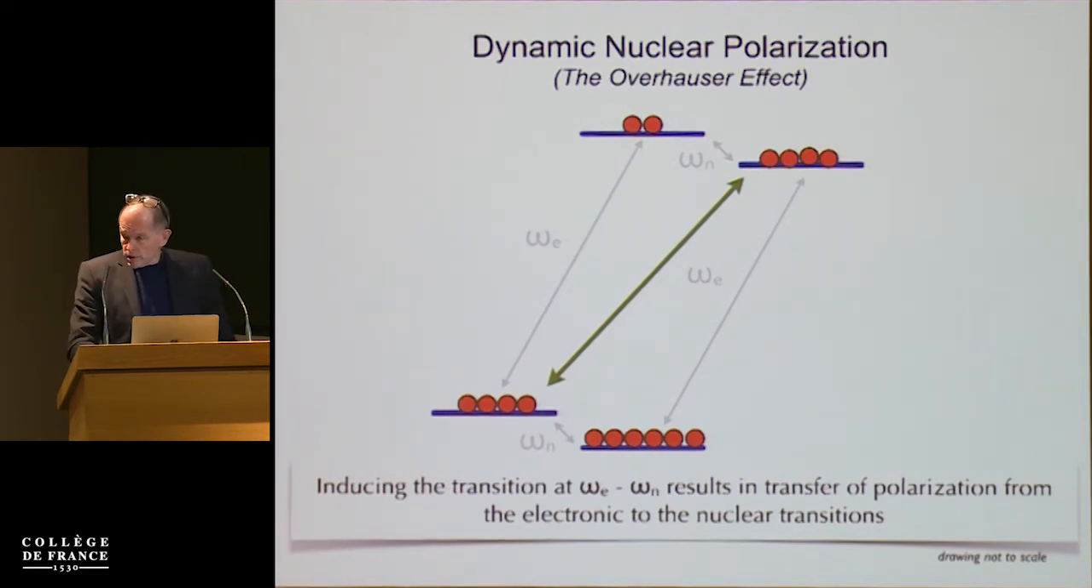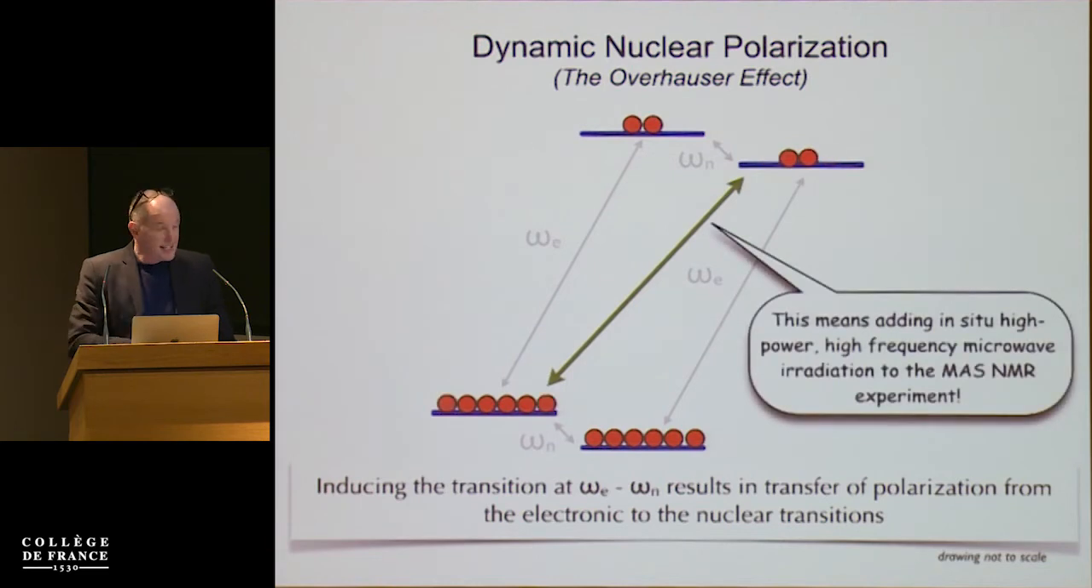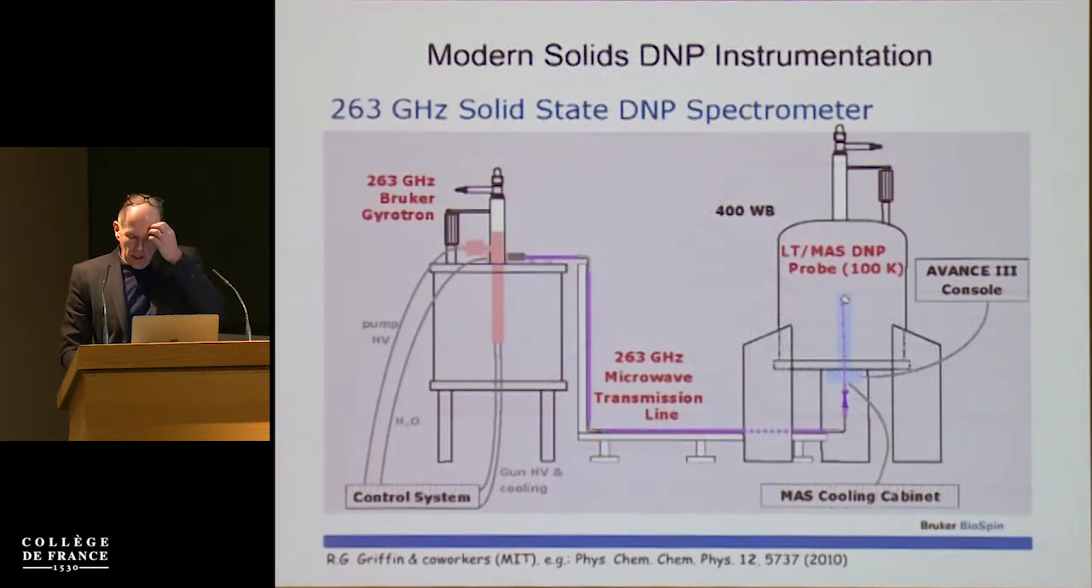And that's not what we want to do exactly, so the experiment exists. It means adding in situ high-power, high-frequency microwave radiation if we want to do this in modern NMR. Previously, the Overhauser effect was done at very low magnetic fields where we could use low-frequency microwaves. At 9 Tesla, this becomes 200 gigahertz, and so producing high power is a problem. That technology recently became available for a variety of reasons.